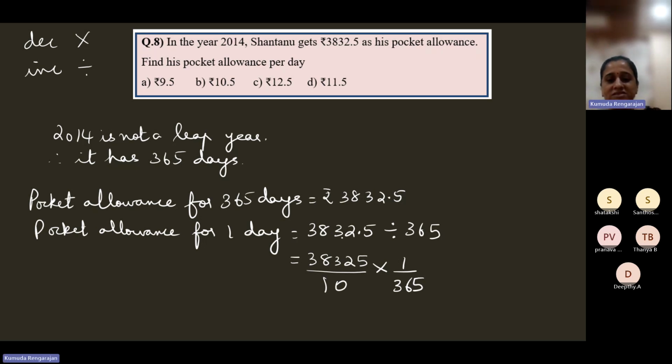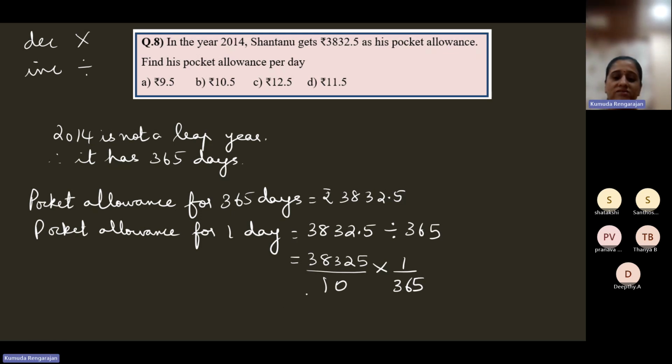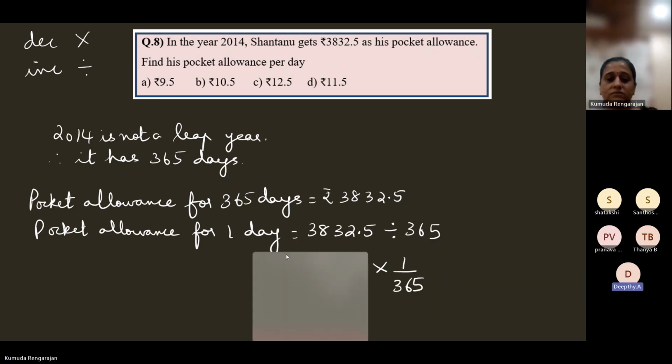So first, write this decimal number as a fraction. Now, this division becomes multiplication, and you need to write the reciprocal of the second number, that is the number after the division symbol. So division becomes multiplication, and 365 becomes its reciprocal. 365 is 365 by 1, so it becomes 1 by 365. Anyone has a doubt here, please ask me now. No, ma'am.